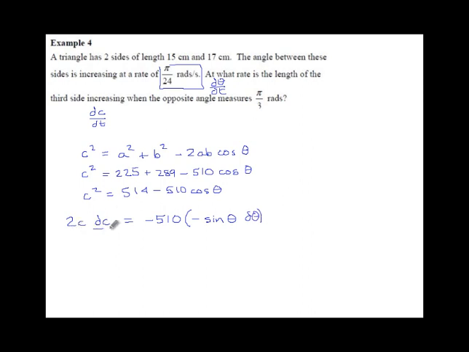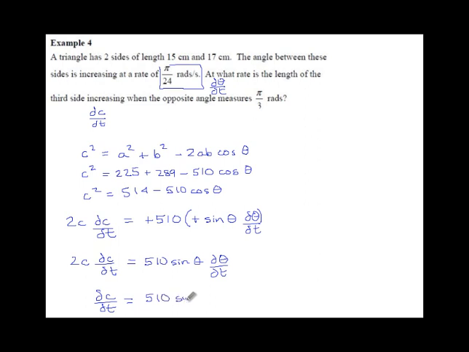Divide both sides by dt. And we can clean this up a little bit. I want to cancel these negative signs. It would make me feel good to do that. So if we chuck those, we get 2c dc dt equals 510 sine theta d theta dt. And it's dc dt we're trying to solve for. So dc dt should be all of this right-hand side divided by 2c. Let's see if we can do that.